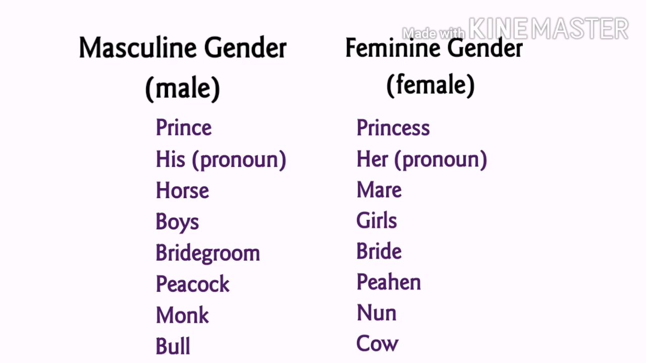Now let us recollect the masculine and feminine gender nouns we discussed. Prince opposite princess. His is a pronoun, its opposite is her. Horse opposite mare. Boys opposite girls. Bridegroom opposite bride. Peacock opposite peahen. Monks opposite nuns. Bull opposite cow.